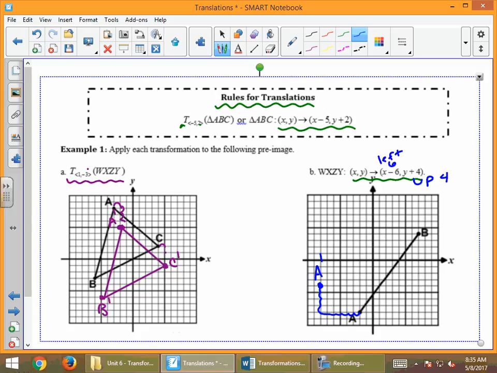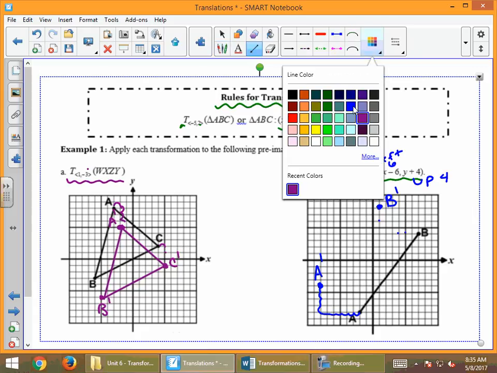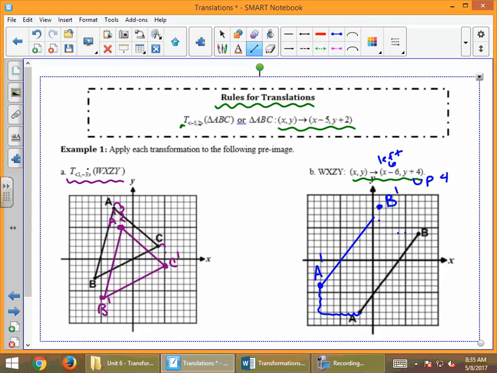Super important. Do the same thing with the other endpoint. We're going to go left 6: 1, 2, 3, 4, 5, 6. Up 1, 2, 3, 4. B prime. And then you just connect. That's all you do, translation.